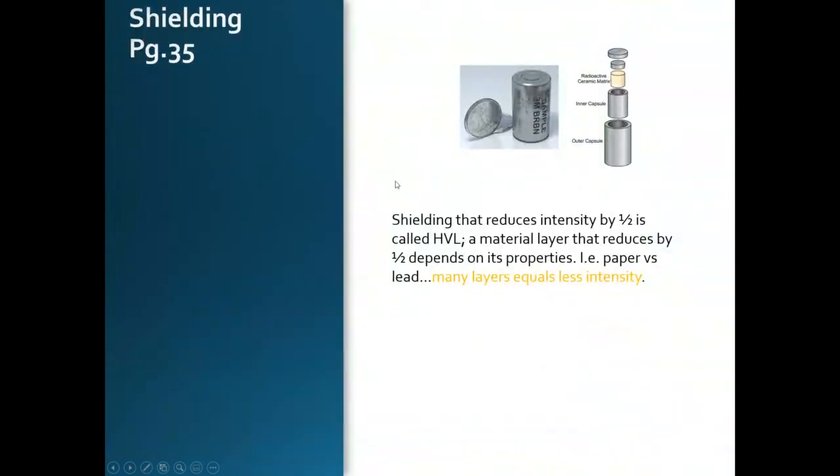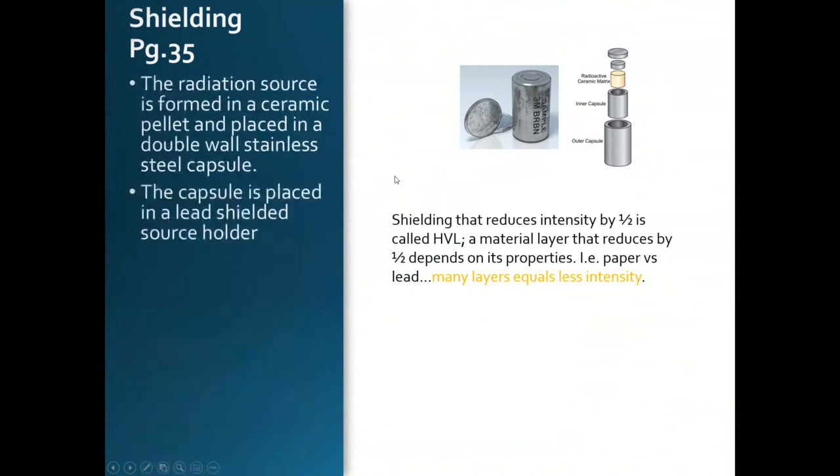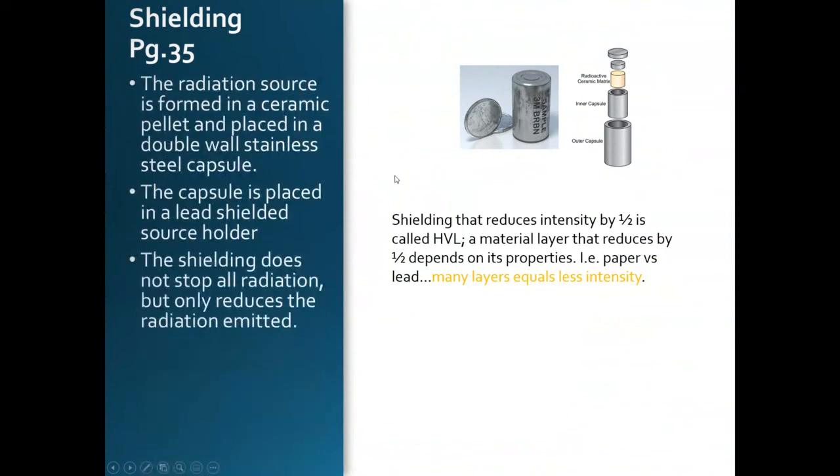Last but not least, shielding. Okay, the radiation source itself here is formed in a ceramic pellet placed in a double-walled stainless steel capsule, something like this. And I have an example of one of these in the classroom, actually. But that doesn't help us, does it? Capsule is placed in a lead-shielded source holder, and the shield, of course, doesn't stop all the radiation, but reduces it by a factor of whatever that material is that it's in there, and it's usually lead.